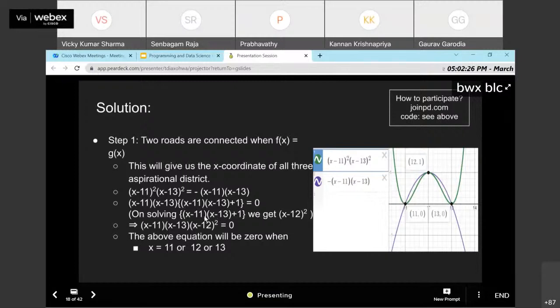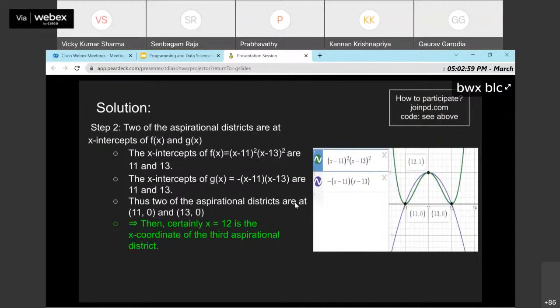When you simplify this further, the expression under the curly bracket is essentially x minus 12 the whole square. So you get x minus 11 times x minus 13 times x minus 12 the whole square equals 0. This equation gives you three zeros, basically at x equals 11, x equals 12, and x equals 13. So they were asking about the third aspirational district, right?